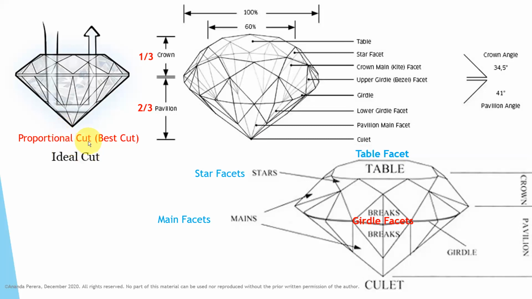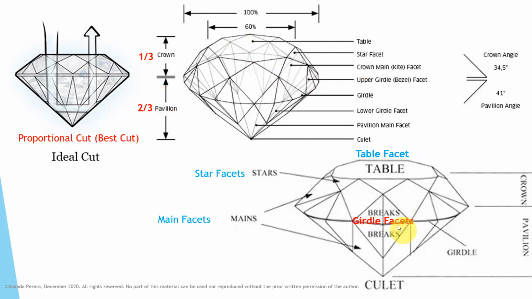The top section is called the crown, and the bottom section is called the pavilion. Crown should be 1/3. Pavilion should be 2/3. The total is 1. So from the total height, 1/3 is reserved for the crown, 2/3 reserved for the pavilion. All the facets are here.